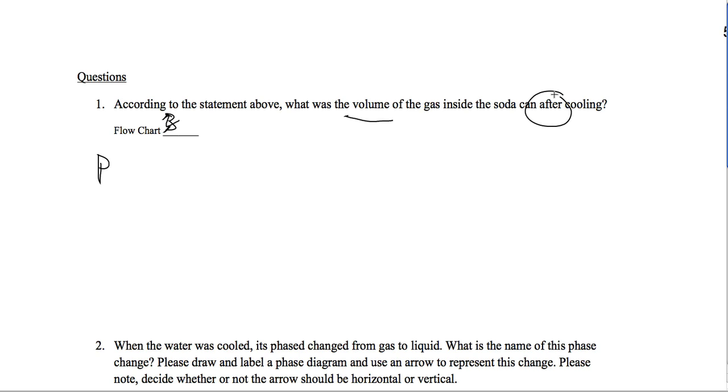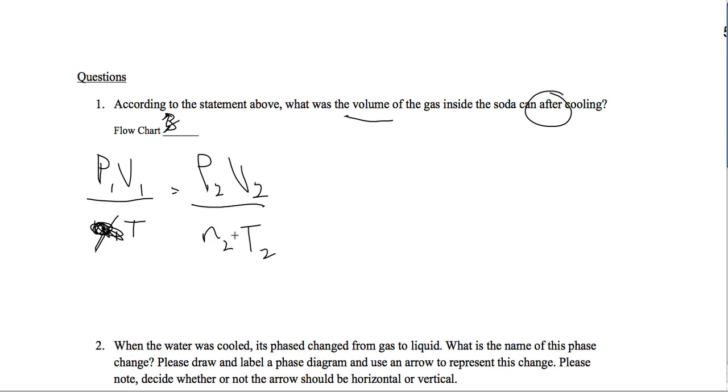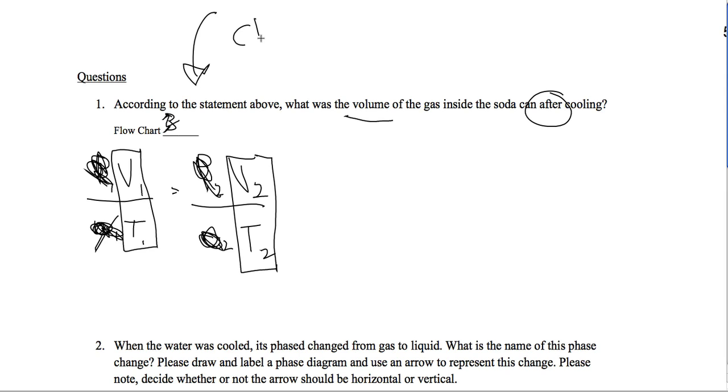So after is our before and after word. P1V1 over N1T1 equals P2V2 over N2T2. We know that the moles was constant because it was a sealed container, and we know that the pressure was constant at 1 atmosphere throughout. So this is our new equation: V1 over T1 equals V2 over T2. And for those of you that are interested, this is called Charles' law. If you plot volume versus temperature, it's a direct relationship between the two. That is, as temperature increases, so does volume, and vice versa.